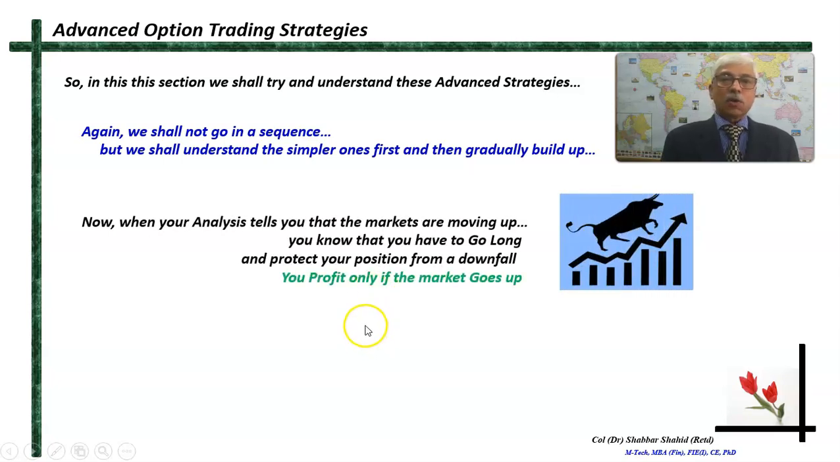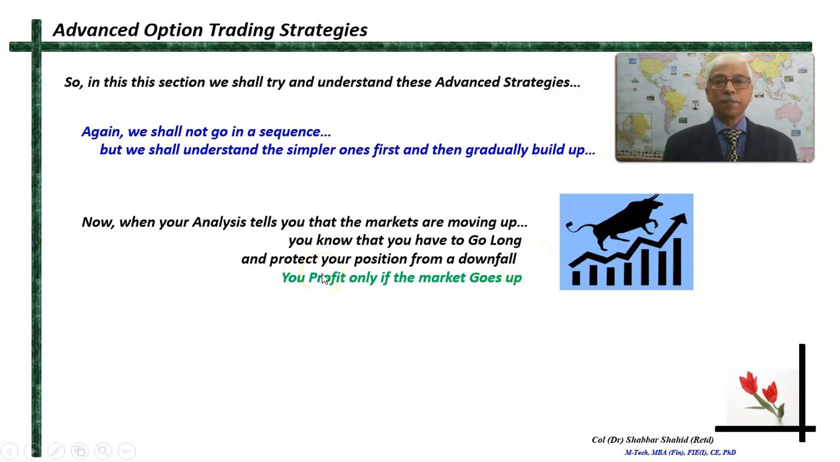Alright. Now, before we proceed further, just give it a thought: when your analysis tells you that the markets are moving up, that means it is a bull market, then you know that you have to go long. But at the same time, you protect yourself from the market coming down. You may take some positions to protect your profits or to protect yourself from coming down. But ultimately, in a bull market, the profits are made only if the market goes up. If they go down, you may minimize your losses, but you won't make a profit with the strategies which we have studied so far.